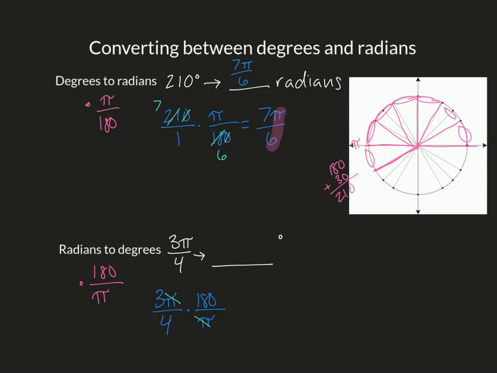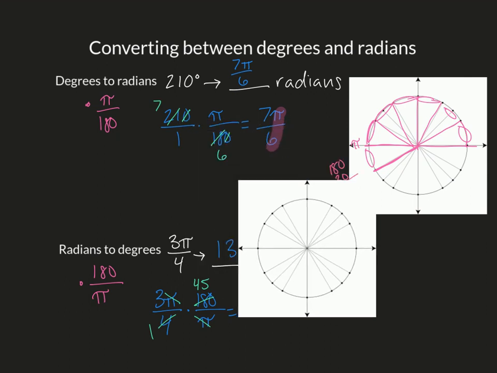Then I'm going to see if I can reduce any further. I can actually simplify 4 and 180. 4 goes into 4 once. 4 goes into 180 45 times. Then I'm just going to multiply straight across. 45 times 3 is 135. That means that 3 pi over 4 radians is 135 degrees.